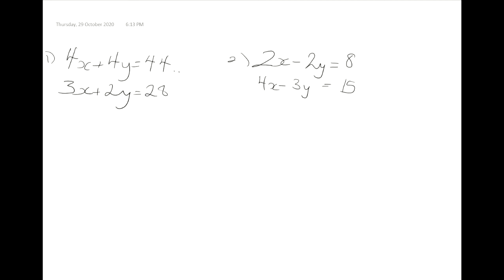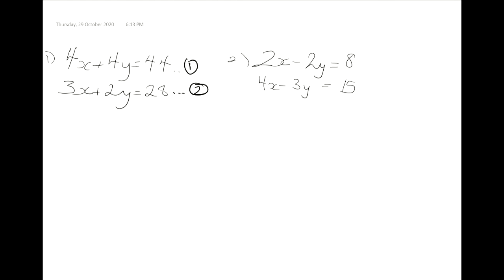So we have these two simultaneous equations, and we want to find the values of x and y. We're going to start off with the first one, which is 4x plus 4y equals 44, and we're going to call this equation 1, and this one is equation 2.